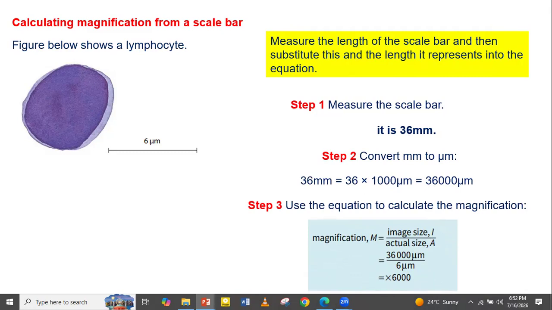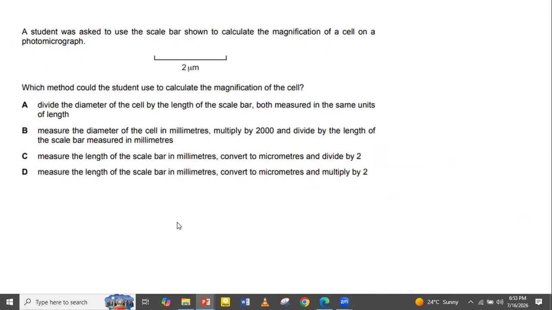Let's look at an example. I always want to show my students as many examples as possible so that they get familiar with the way to do these things. That's why my students always excel. A student was asked to use the scale bar shown to calculate the magnification of a cell on a photomicrograph. This is the scale bar the student was using. Remember, the scale bar is always the image. The value written close is always the actual size.